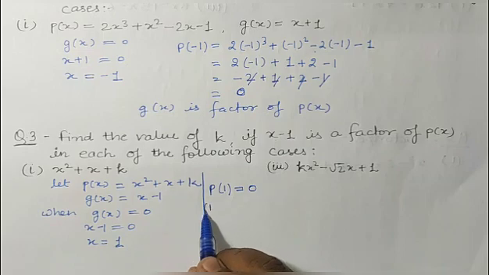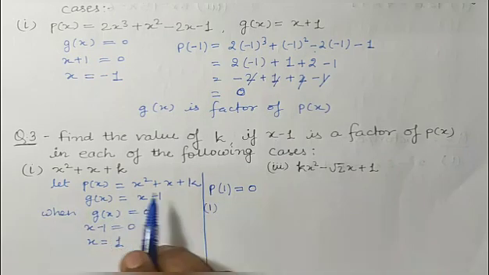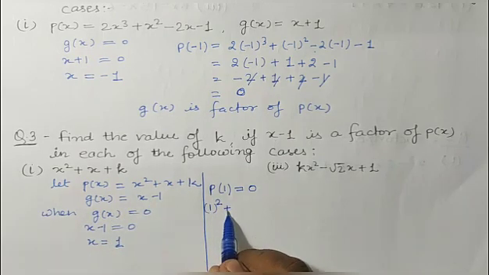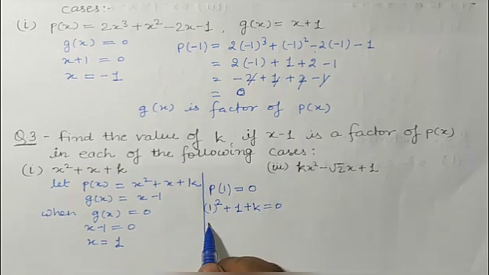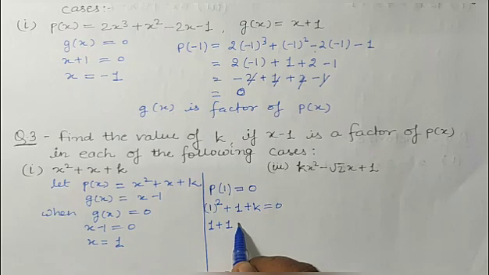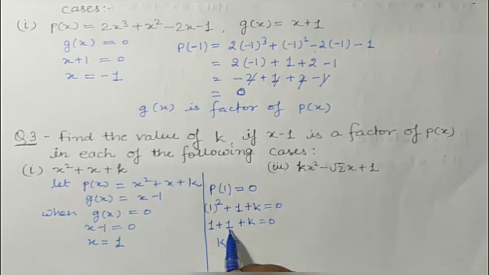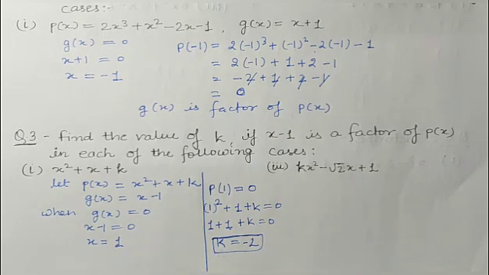So when we find p(1), at the place of x we will put 1. 1 square plus 1 plus k. This should be equal to 0. The 1 square is 1, it is also 1, plus k is equal to 0. So k will be what? 1 plus 1, 2. And when you shift this 2 to the right hand side, you will get minus 2. So this is the value of k for the first part of this question.